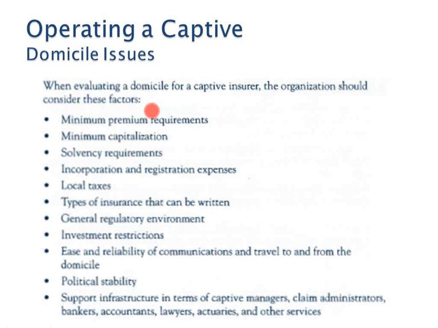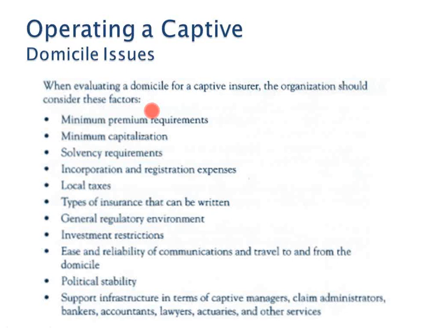There'll be incorporation registration expenses, potentially local taxes. Certain domiciles only allow certain types of insurances to be covered or to be written. The regulatory environment in different states varies. There can be investment restrictions on the premium that's collected: what can that money be invested in? Ease and reliability of communications and travel to and from the domicile.